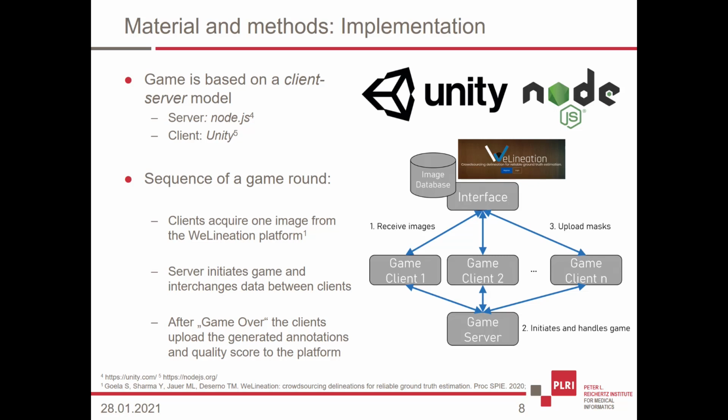A typical gaming sequence has 3 steps. At first, the clients acquire the images from the relineation platform. Then the server initiates the game and interchanges the data between the clients, and after the game is over, the generated annotation masks and quality scores are transferred to the relineation platform. Of course, this is completely transparent to the user, and now I want to show you a short demo.